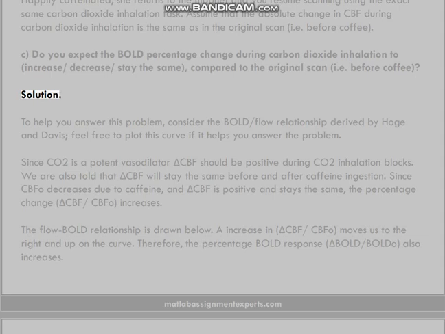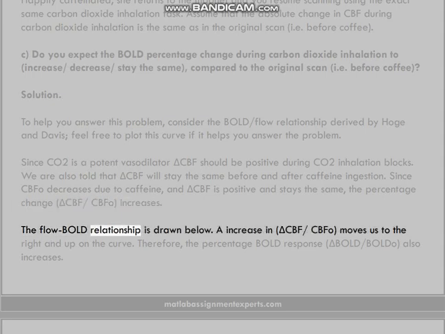Solution. To help you answer this problem, consider the BOLD/flow relationship derived by Hoge and Davis. Feel free to plot this curve if it helps you answer the problem. Since CO2 is a potent vasodilator, delta CBF should be positive during CO2 inhalation blocks. We are also told that delta CBF will stay the same before and after caffeine ingestion. Since CBF0 decreases due to caffeine and delta CBF is positive and stays the same, the percentage change, delta CBF/CBF0, increases.